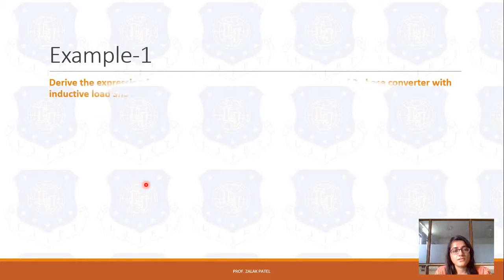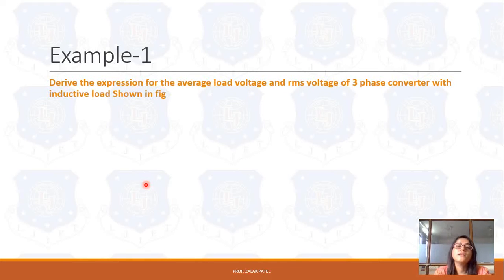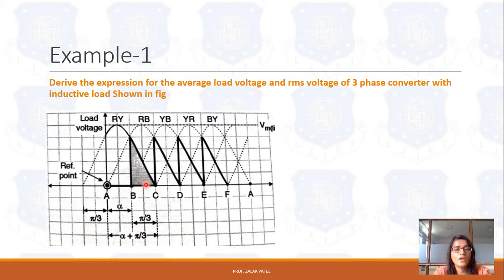Now let's discuss the example. Actually this example is about the equation of RMS as well as load average voltage. So let's consider this question: derive the expression for the average load voltage and RMS load voltage for the 3-phase converter with inductive load shown in the figure. So this is the figure. For this particular figure we have to calculate the average load voltage and RMS voltage.